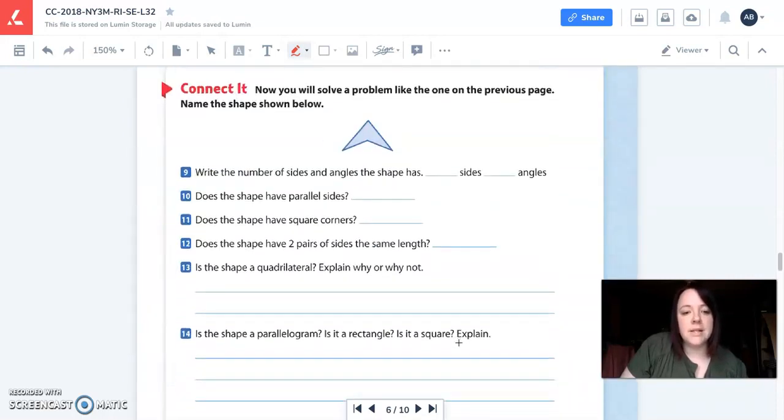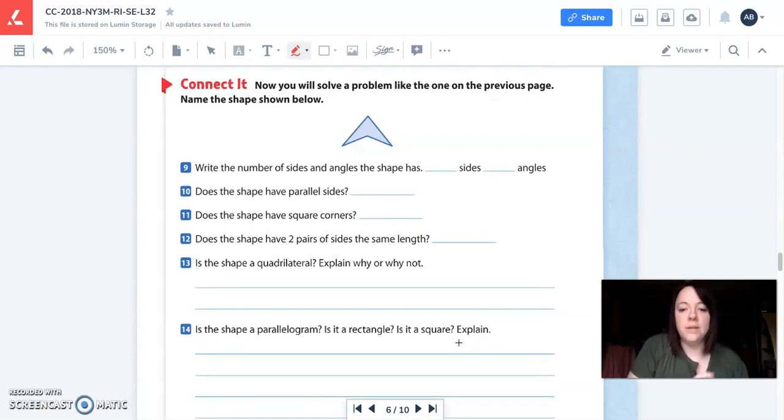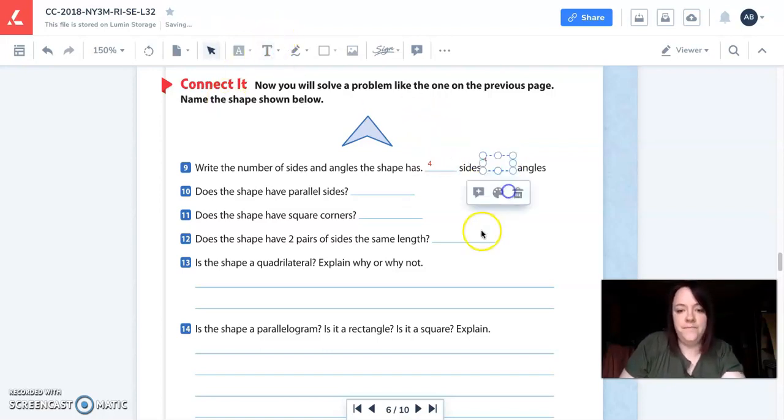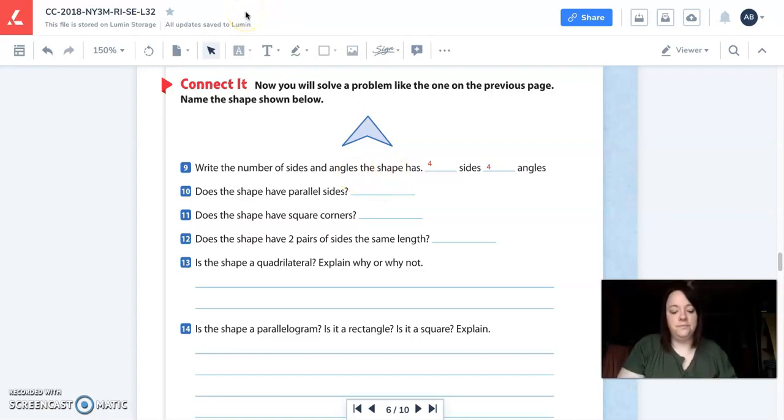All right, now we need to connect it. Now you will solve a problem like the one on the previous page. Name the shape below. Write the number of sides and angles the shape has. It has 1, 2, 3, 4 sides. That means it has 4 angles. Does the shape have parallel sides? No, it does not. So we're going to write no on the line. Does the shape have square corners? No, it does not.